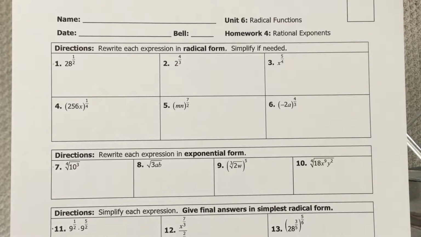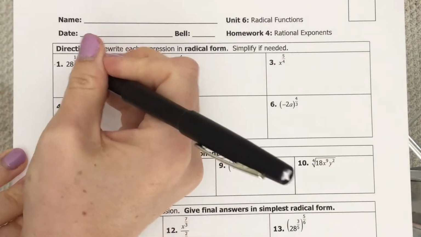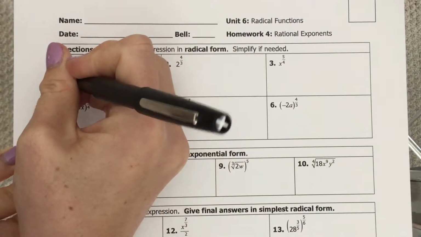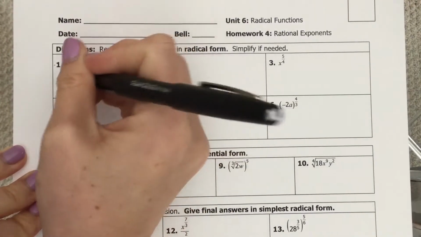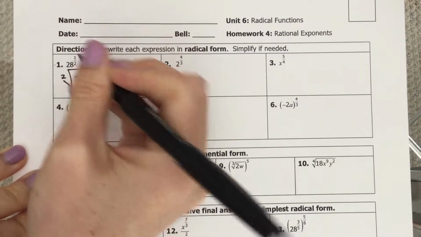Homework 4 is on rational exponents. So the first two sections, we're converting back and forth between exponential form and radical form. So the top section, they're already given to you in exponential form, and then you have to write them in radical form. So this one, the 1/2 power, remember to convert it into exponential form, that 2, the denominator, becomes the index in the root, and then whatever was here before becomes the power.